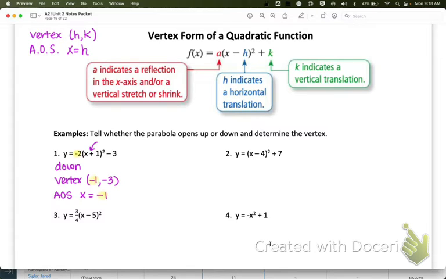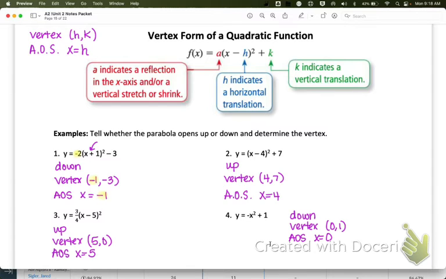So I'd love for you to pause your video and see if you can list out up or down, vertex, and axis of symmetry for 2, 3, or 4. I'll be back in 2 seconds with those answers. All right, here we go.